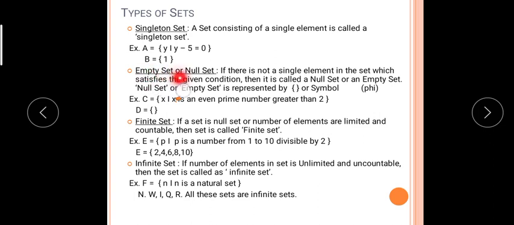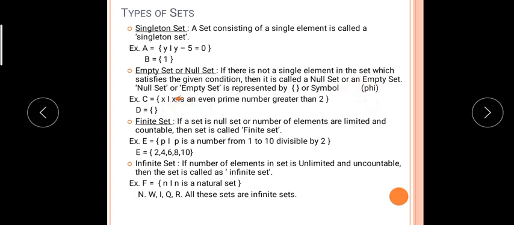Now the second is an empty set or null set. If there is not a single element in the set which satisfies the given condition, then it is called a null set or empty set, both having the same meaning. It is represented by the symbol open and close curly braces, empty, or by the symbol here, which is called phi.